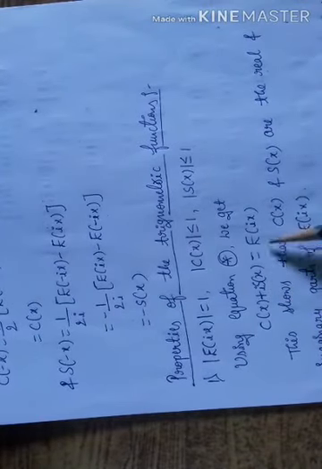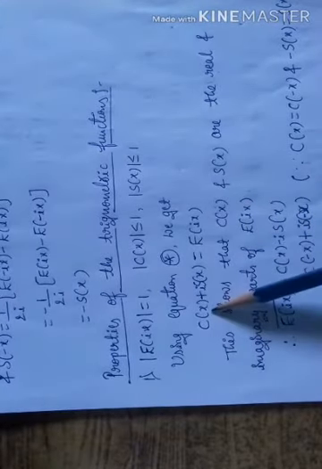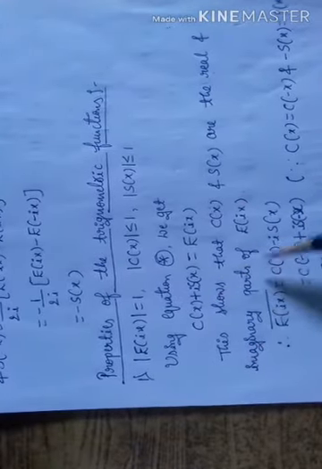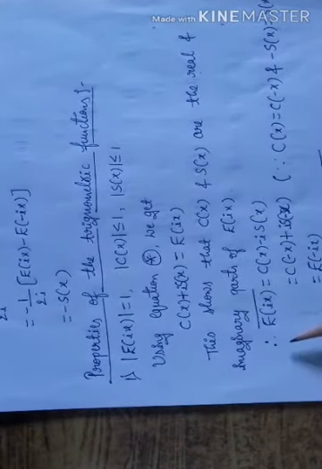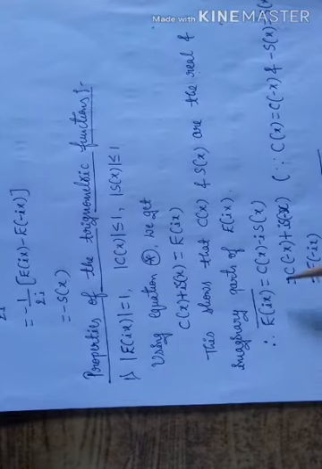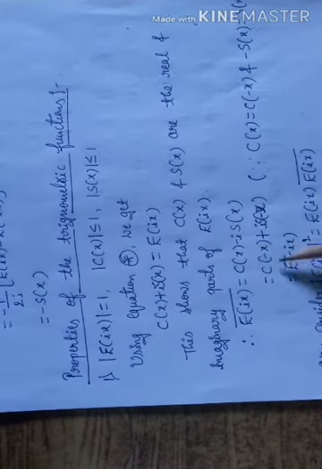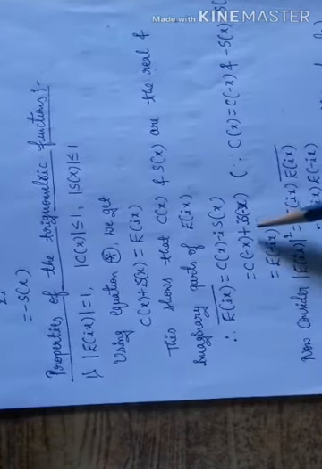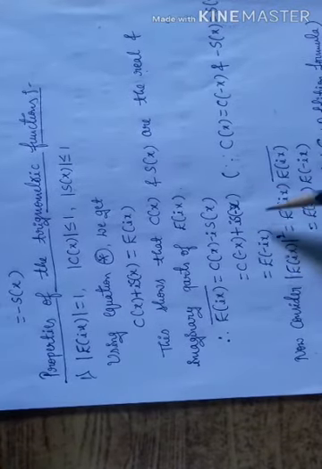What do we get? e^(ix). This shows that C(x) and S(x) are the real and imaginary parts of e^(ix). Let us take the conjugate. Therefore, the conjugate of e^(ix) is C(x) − iS(x). We know that C(x) = C(−x) and S(x) = S(−x), and we know that C(−x) + iS(−x) is equal to e^(−ix).